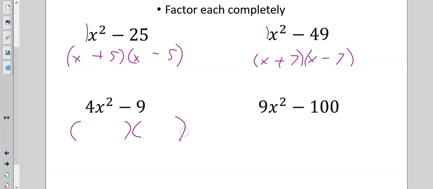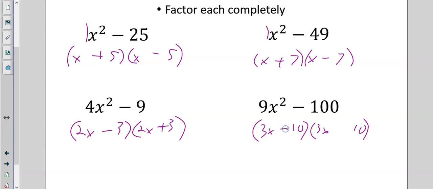This one is a little bit different. This one has 2x because the square root of 4 is 2, and the square root of x squared is x. Then the square root of the second. And it doesn't matter if you put minus first or plus first. It doesn't matter. Okay? And then here again, 3x, 3x, square root of the first, 10, 10, square root of the second, 1 plus, 1 minus. That's it.